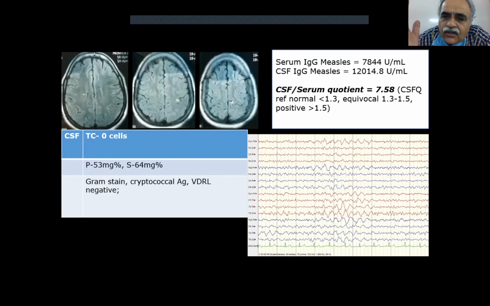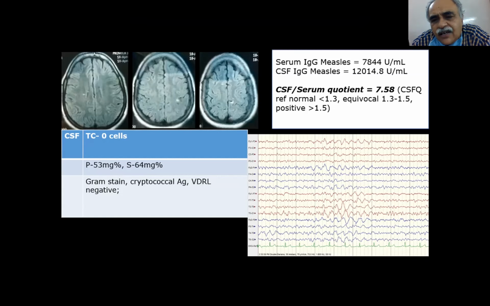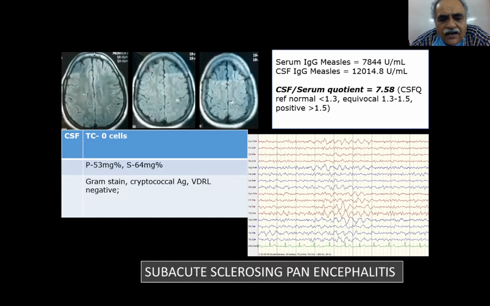So we have seen at least 30 patients of SSPE who present with visual loss. And by the time they go on to get myoclonus and things like that, you will have clear-cut evidence of choroiditis in more than 80% of these patients if you carefully look for them. So that is subacute sclerosing panencephalitis.